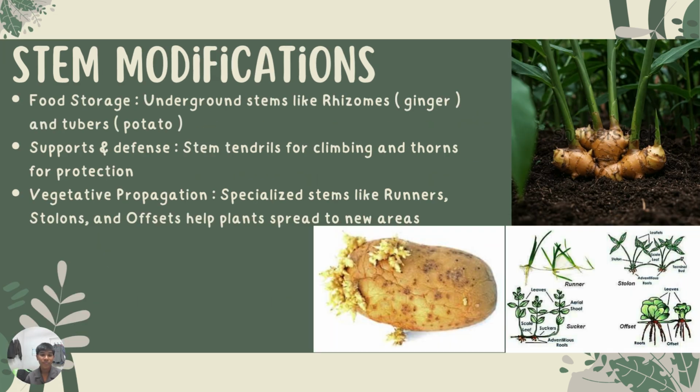Stem modification. Food storage: underground stems like rhizomes, ginger, and tubers like potatoes. Support and defense: stem tendrils for climbing and thorns for protection. Vegetative propagation. Specialized stems like runners, stolons, and offsets help plants spread to new areas.